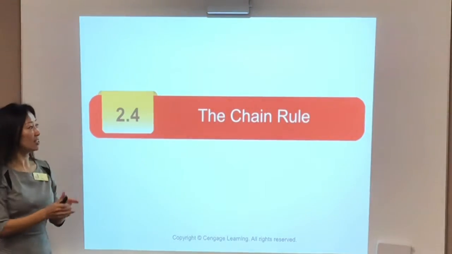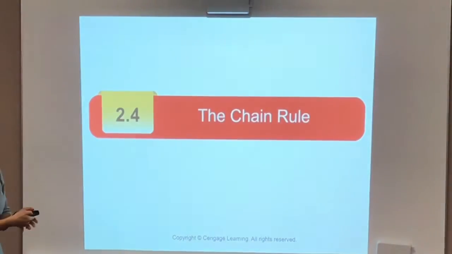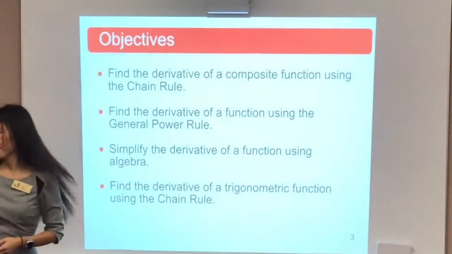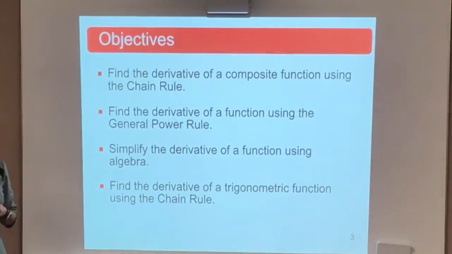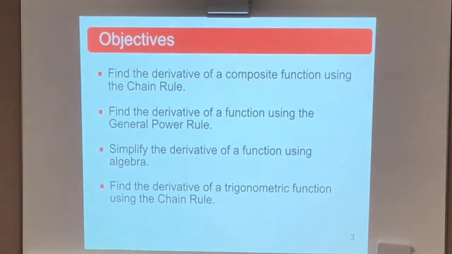Chain rule. Just like what it said, chain is going to be linked. So find the derivative. Today's objectives: find the derivative of a composite function using the chain rule. So that's the important word here. It's a composite function.